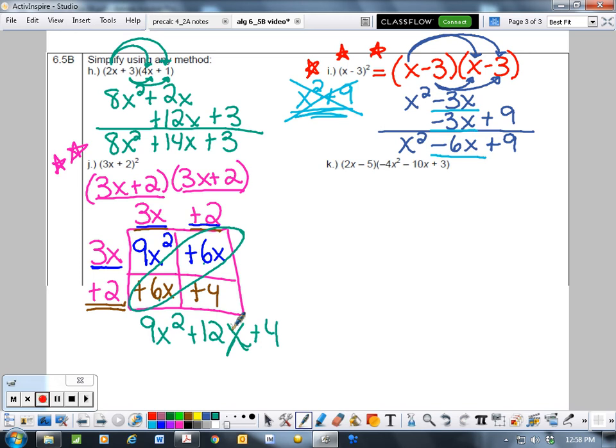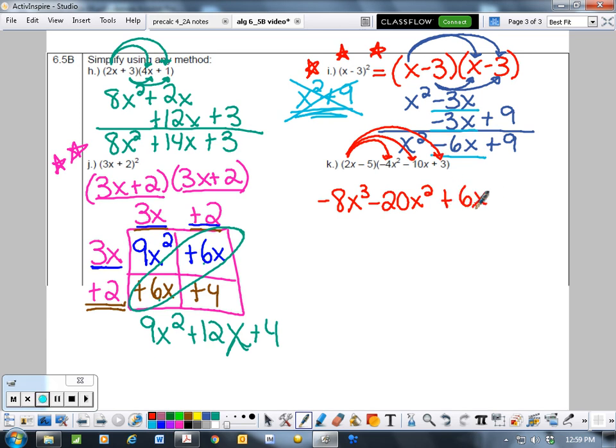Okay, and for our last one, I showed you already how you can do this using the box method. So I'm going to go back and use the distributive property. Those of you who like the distributive property know what it looks like. I'm going to take the 2x and multiply it by everything over here. So 2x times negative 4x squared becomes negative 8x to the third. 2x times negative 10x becomes negative 20x squared. And then 2x times 3 becomes a positive 6x.